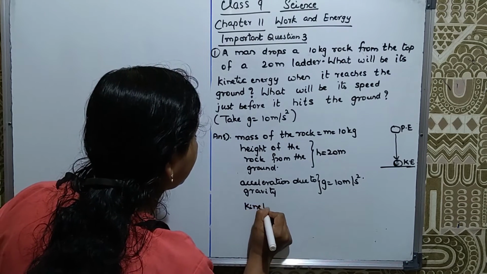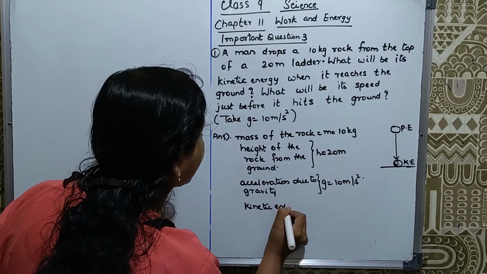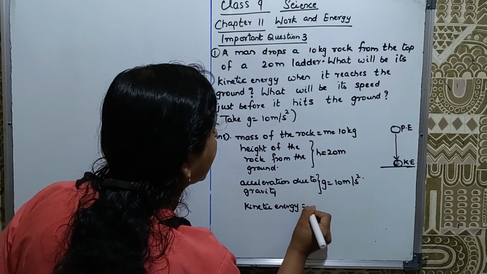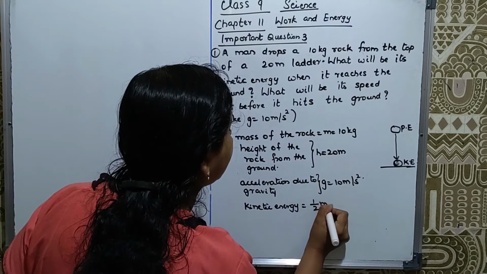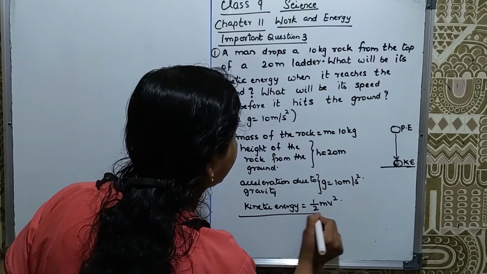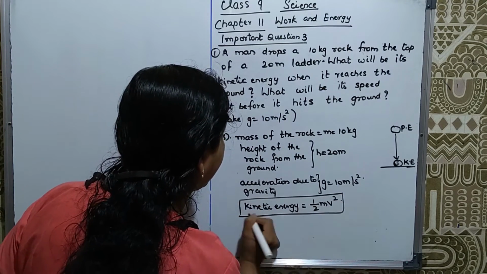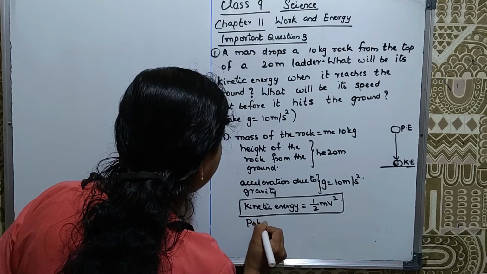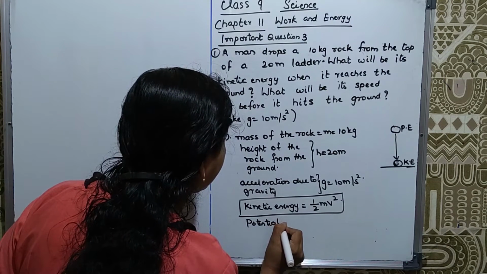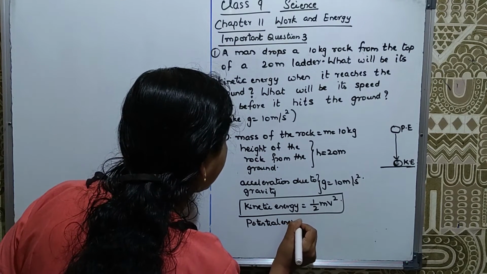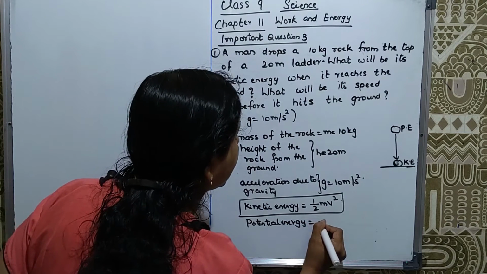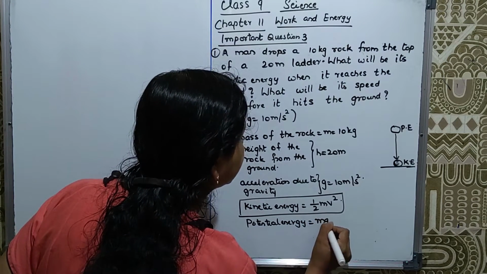Kinetic energy formula is half mv squared and potential energy equal to mgh.